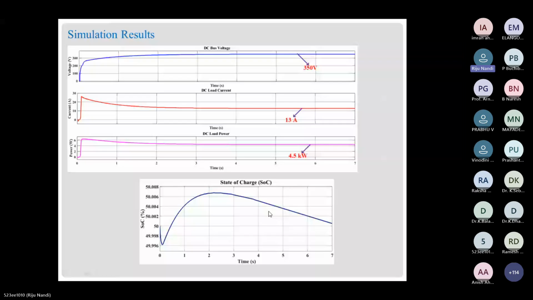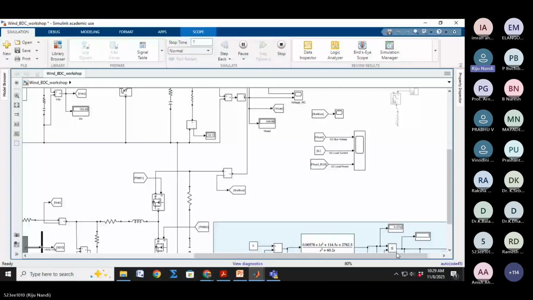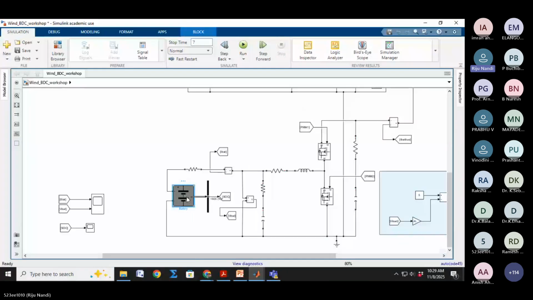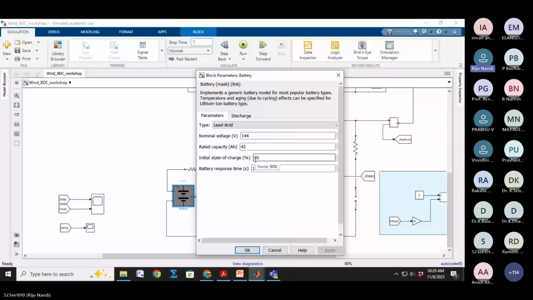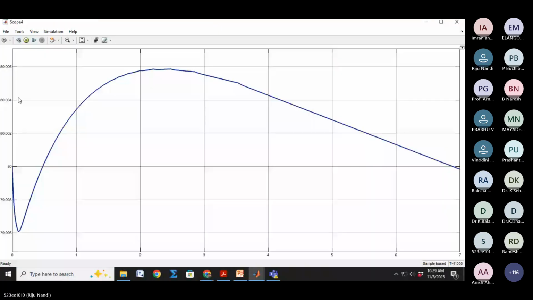So you can see that SOC is 50%. It depends on your simulation. If you go further into the battery part, you can see that the initial state of charge is 80%. Now it will come for 80%. Okay, if you put 50%, SOC will be near about 50%. Okay, you can see now SOC is near about 80%.